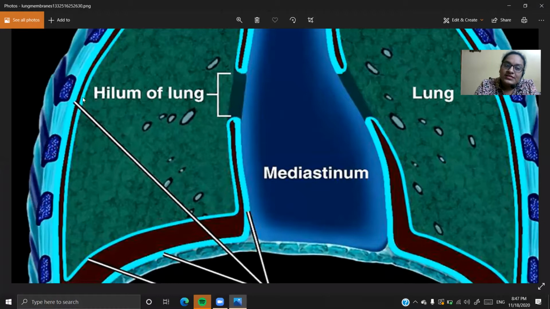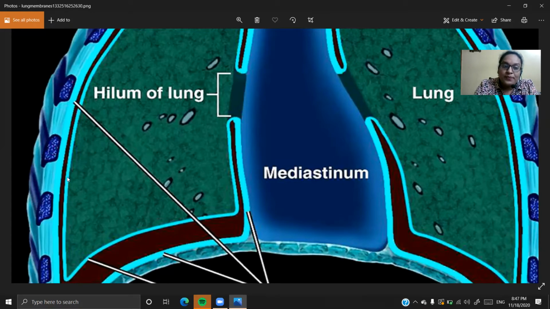And the light blue one fixed to the surface of the lungs is the visceral pleural membrane. The black colored thing that you can see is the potential space, but that doesn't exist because of the negative pressure. They actually stick to each other. Okay, this is important, children, to be remembered.